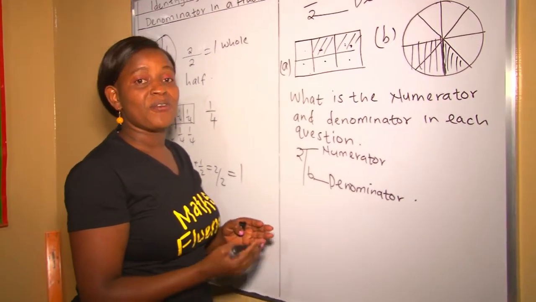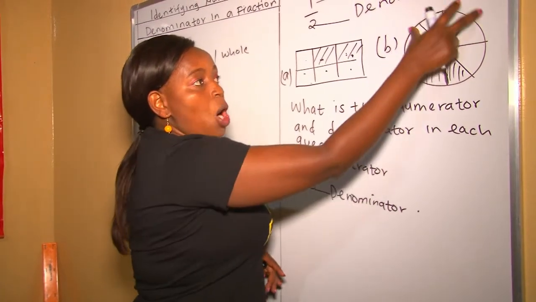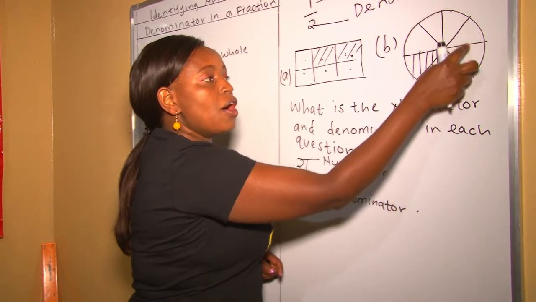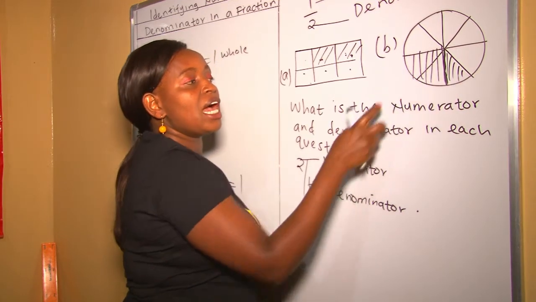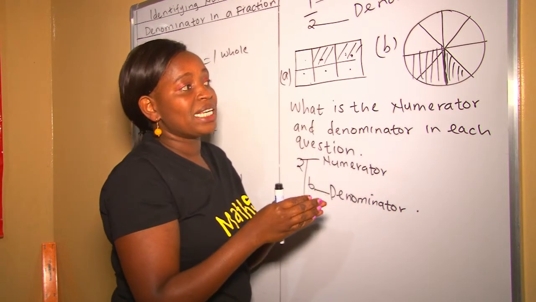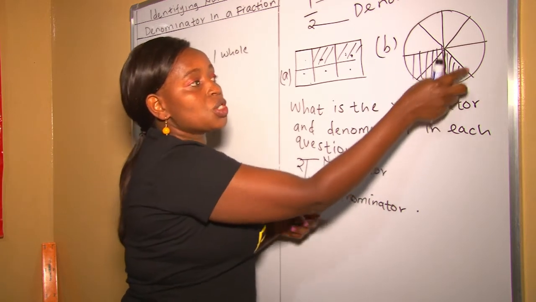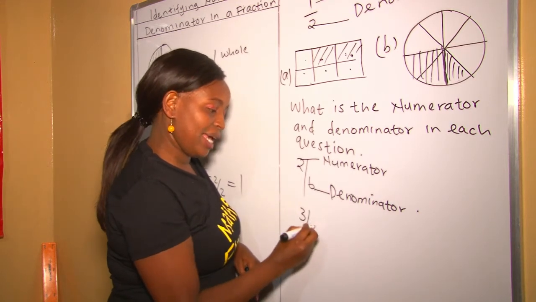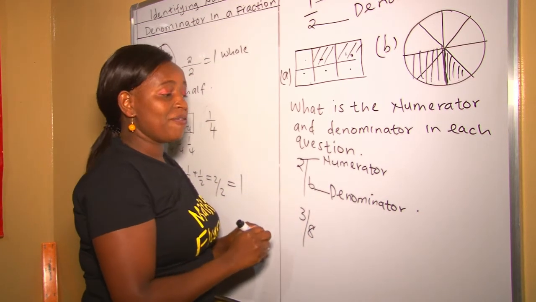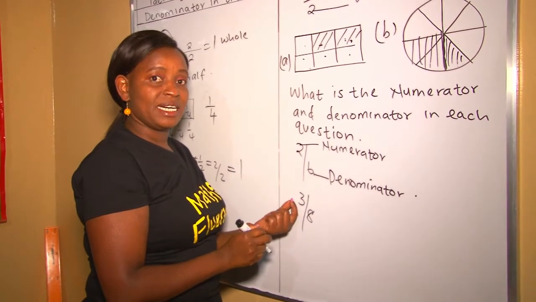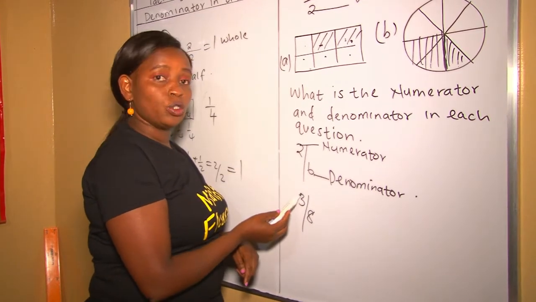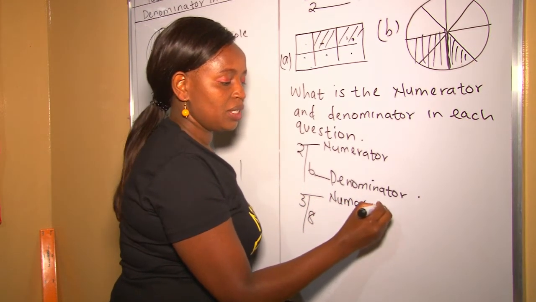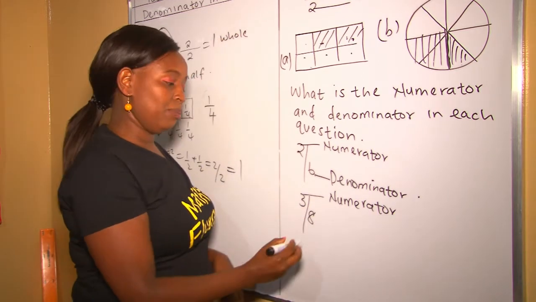First of all, we write it as a fraction. So this is our whole. It has been divided into 8 parts. 1, 2, 3, 4, 5, 6, 7, 8. Out of the 8 parts, how many parts are shaded? 1, 2, 3. So to write the shaded parts as a fraction, it shall be 3 parts out of 8 in total. Therefore, now let's identify the numerator. The numerator is the number on top. And the denominator is the number at the bottom.